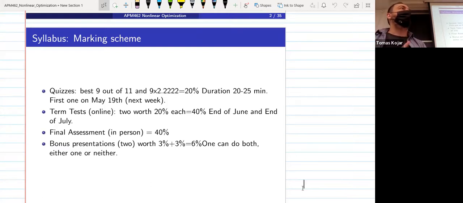No, it's one presentation each. So 2 presentations, then it will be 3% each. You can do both, you get 6%. You can do one, like in June, or maybe you're too busy in June and you do the one in August, you're going to get 3%. Is that okay?